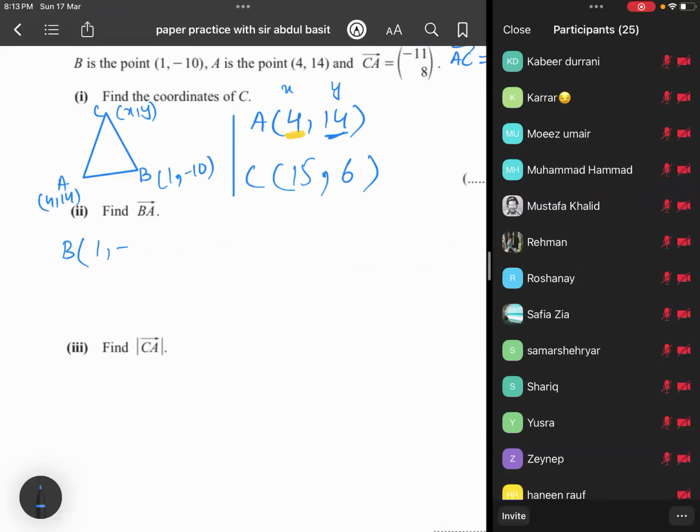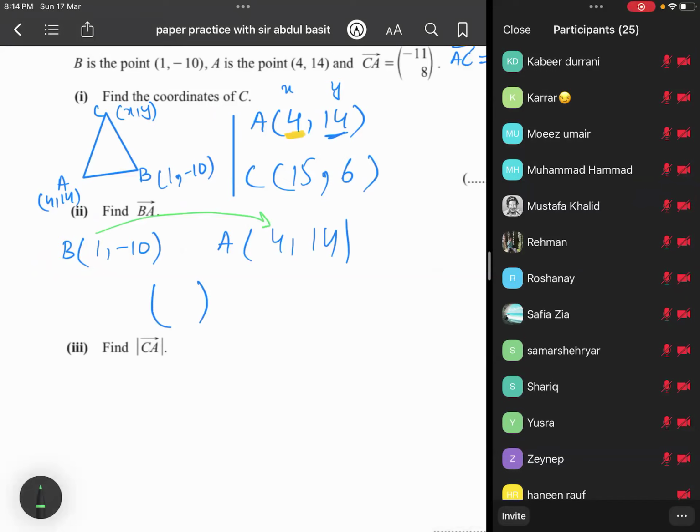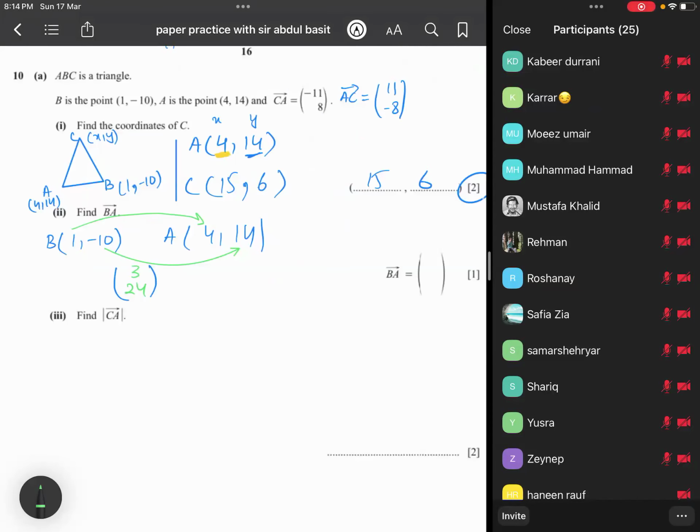Okay, let's write B to A vector here. B coordinate is (1, -10) and A coordinate is (4, 14). Hamad, I'm at 1, I need to go how much right to get 4? 3. Well done. And I'm at minus 10, I need to go somewhere in order to get 14. What should I do? ऊपर जाना पड़ेगा कि नीचे? ऊपर, 24। Yes or no? So (3, 24) is the answer.